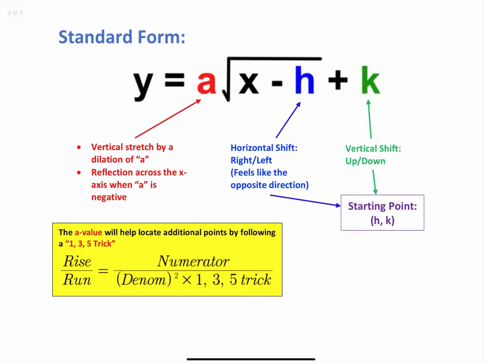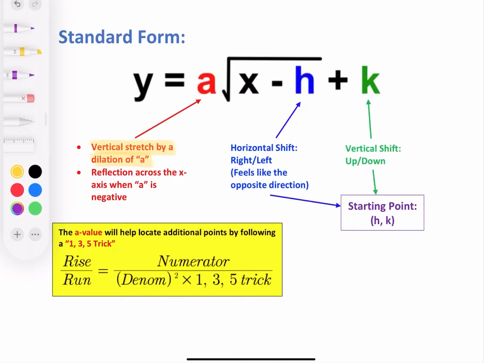All right, the standard form is in this format: y is equal to a times the square root of x minus h plus k. So a, h, and k are going to be some values, and they're going to tell us different characteristics about this function. So the a value is going to tell us if we have a vertical stretch. Now, if we do have that a value, it's going to stretch out that graph.